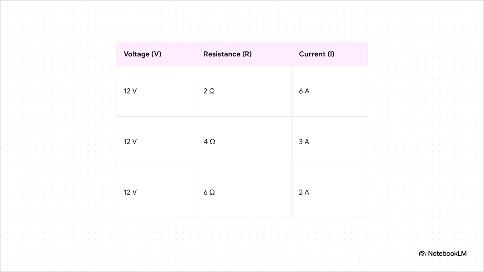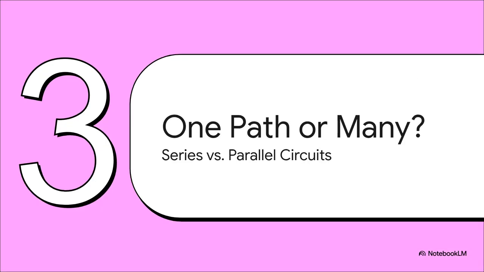And this right here really shows Ohm's law at work. Check it out. The voltage is staying the same, right? It's constant at 12 volts. But as we increase the resistance, we're going from 2 ohms up to 4, then up to 6. Look what happens to the current. It gets cut in half, from 6 amps down to 3 and then down to 2. So more resistance means less current can push through. It's a perfect relationship.